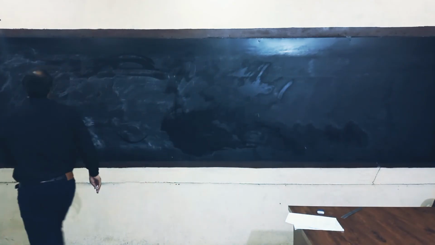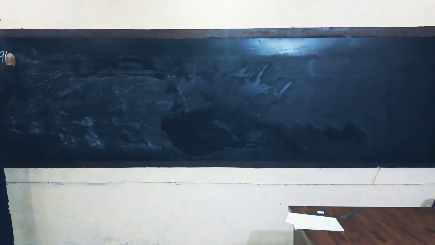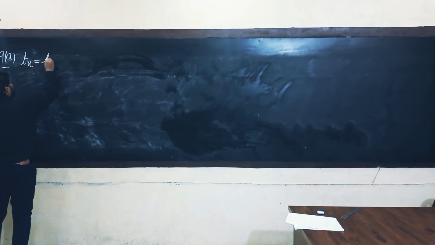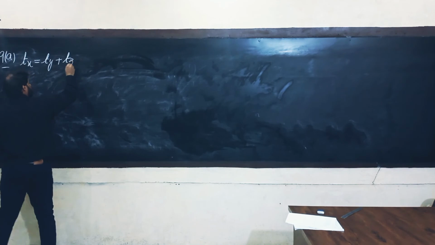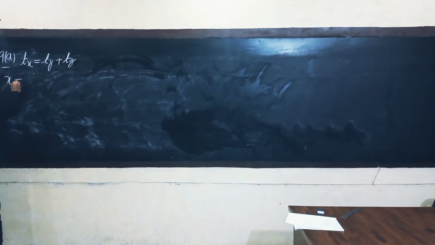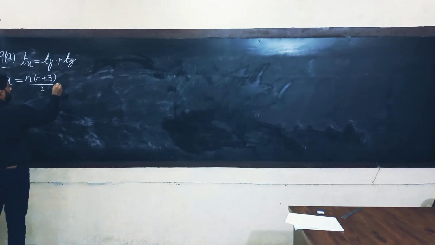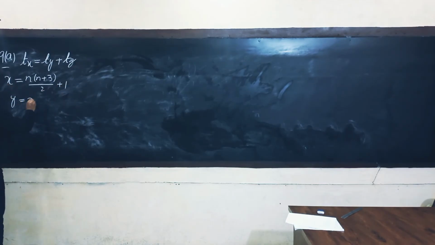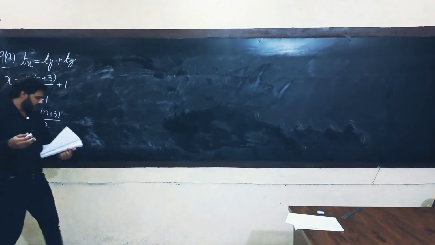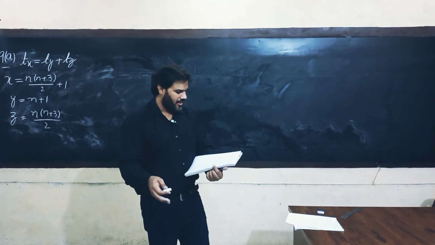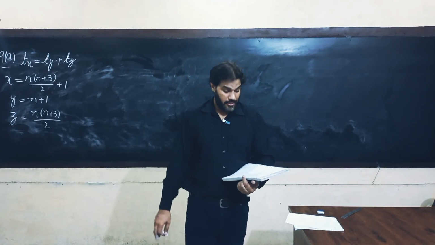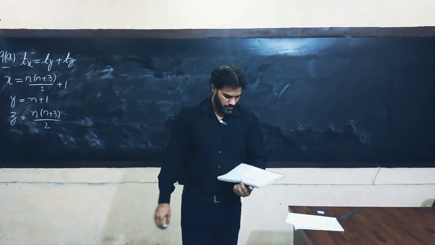Well, the statement of question number 9 is 9a. Establish the identity Tx is equal to Ty plus Tz, where this is important, where x is n plus n into n plus 3 over 2 plus 1, where y is equal to n plus 1, and where z is equal to n into n plus 3 over 2, and n is greater than or equal to 1, thereby proving that there are infinitely many triangular numbers that are the sum of two other such numbers.